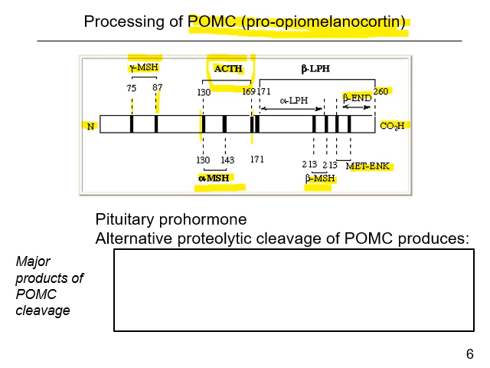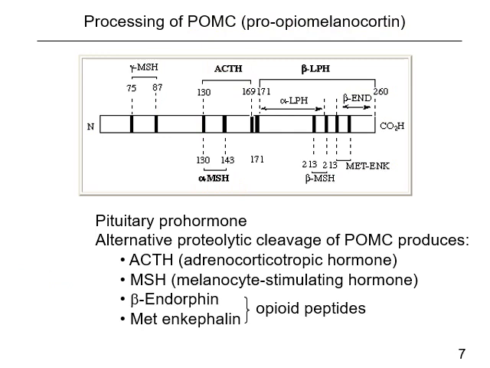So what I want you to do now is stop the narration and write what I just told you. Write in here the major products of pro-opiomelanocortin cleavage. I'm going to stop so that you can take a moment to write out their names. And here are my answers.